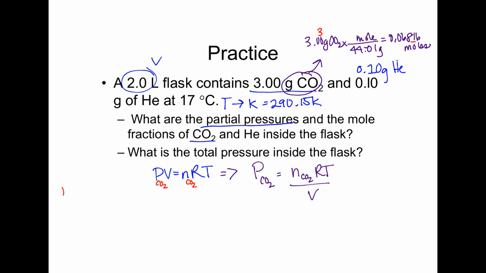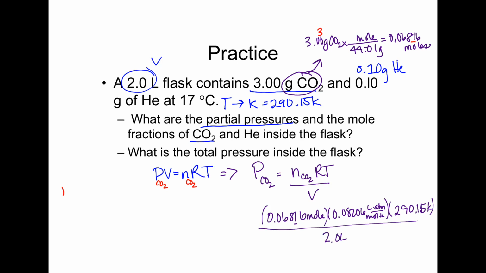Okay, so I'm going to bring that information down here. I have my moles to 3 sig figs. I have R. And I have K. I have my temperature. And then I'm going to divide it by the volume. And I'm going to make sure that my units cancel out. Moles and moles, liters and liters, Kelvin and Kelvin. I'm going to get atmospheres out here.